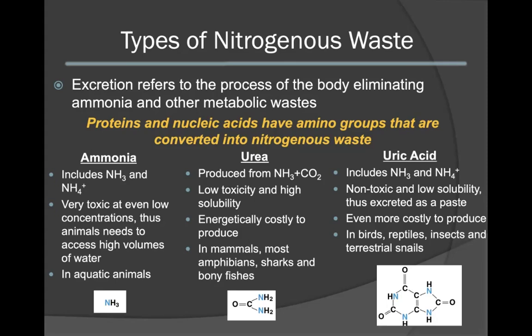Uric acid, lastly, consists of NH3 as well as NH4+. It is also arranged in a ring and more stable form. It is considered to be non-toxic, but has a very low solubility value. As a result, it is typically excreted in paste form. This is even more costly to produce than urea. Uric acid is the waste form produced by most birds, reptiles, insects, and terrestrial snails.